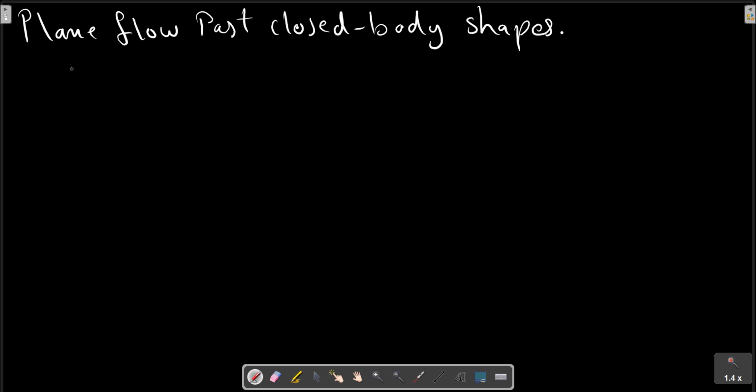Let me write: we have elementary streams, sources, sinks, and vortices. The body shape will be closed only if the net source outflow equals the net sink inflow.